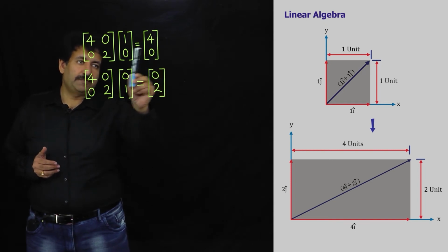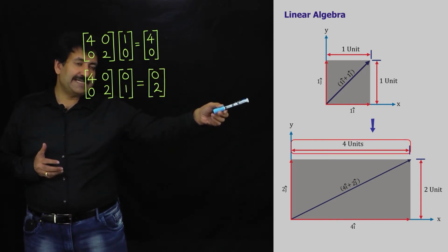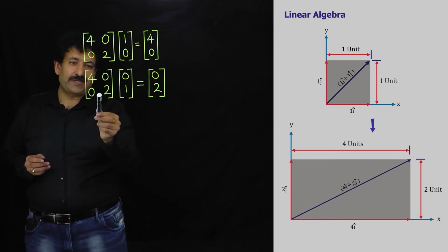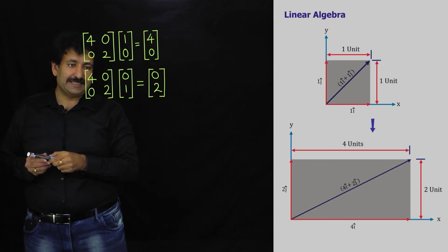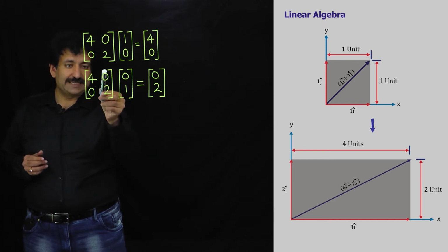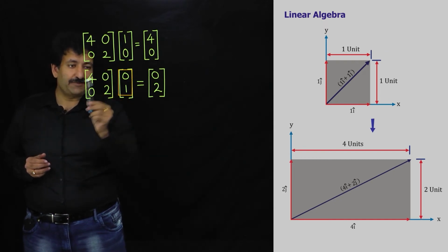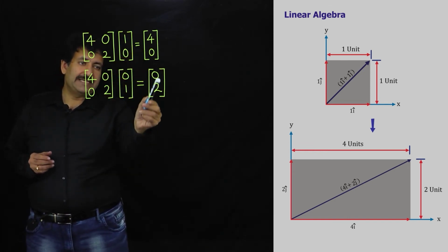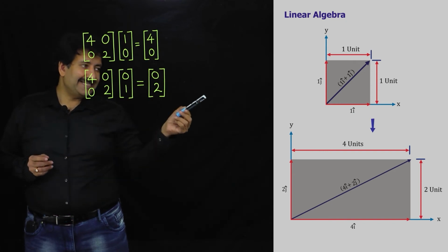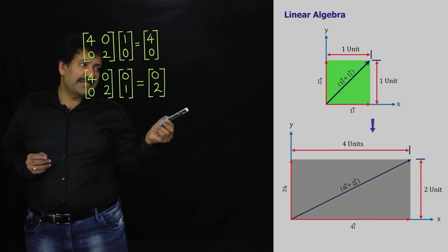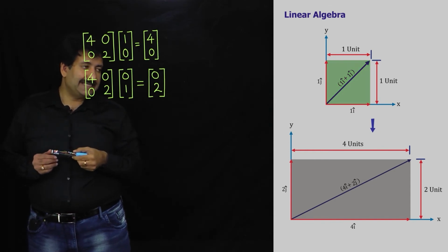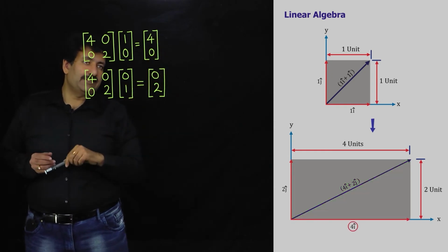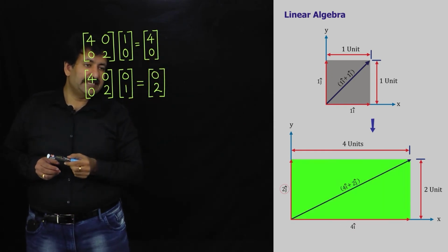you get 4, 0. That is, the vector gets scaled 4 times in the x direction, and when this vector is operated upon by this scaling matrix, of course since the second column is responsible for scaling y and the first column is responsible for scaling x, you get 0, 2. And you can clearly see that this unit square space is mapped or transformed into a rectangular space with the x coordinate being 4 and the y coordinate being 2.